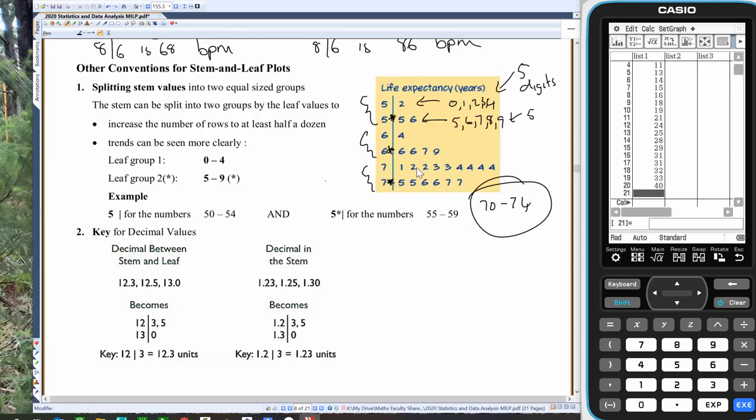That would be much better than saying, if we didn't split it, between 70 and 79, if we didn't split this stem into 2 parts. So all it does is allow us to do that.